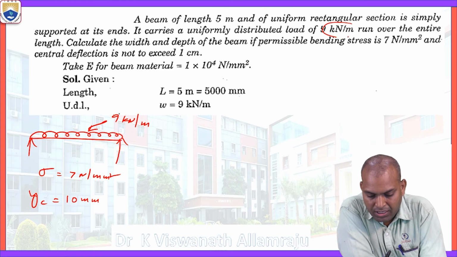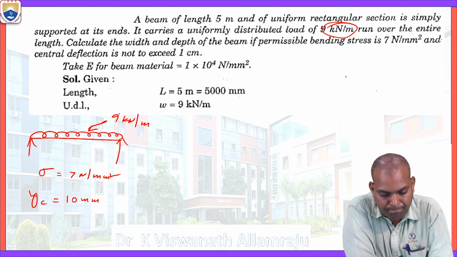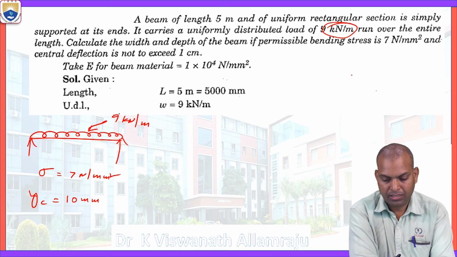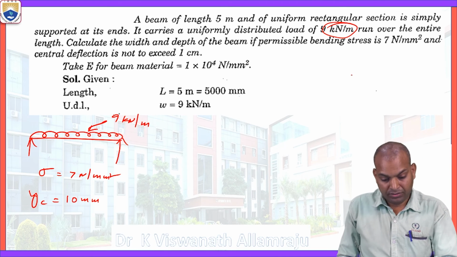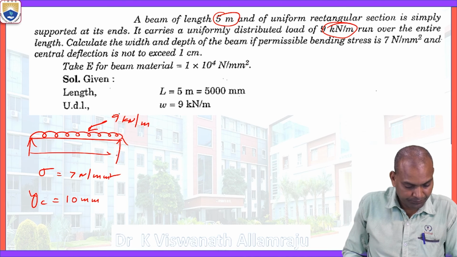So what is the value here? 9 kilonewton per meter, simply supported, and span, that is 5 meters.